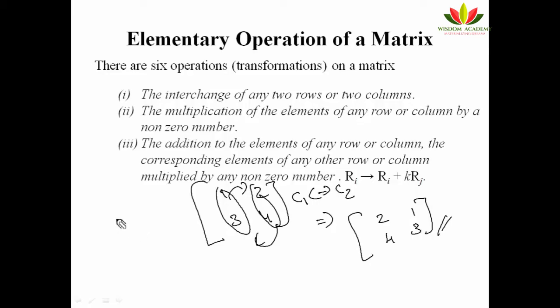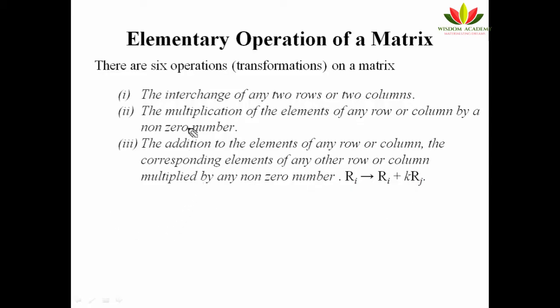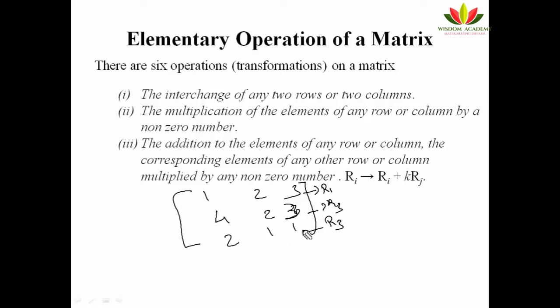So 2 operations we finished here, and the third operation is the multiplication of the elements of any row or column by any non-zero number. Take a 3 by 3 matrix, 1, 2, 3, 4, 3, 2, 2, 1, 1. I can represent the rows by R1, R2, R3. Now I want to multiply R3 by a number for some purpose. You will know why we are multiplying a row by a number in the next slides. I can write R3 as 3 R3.